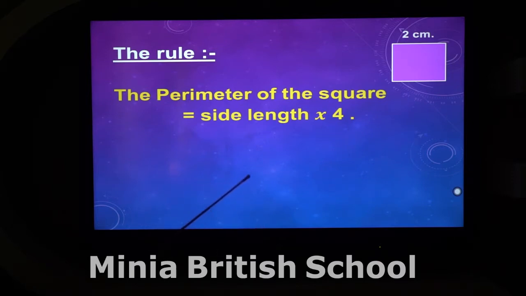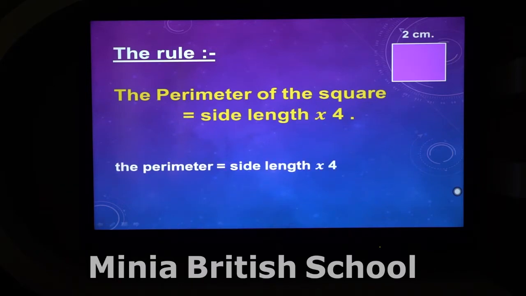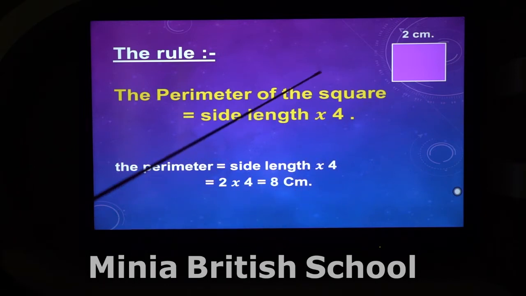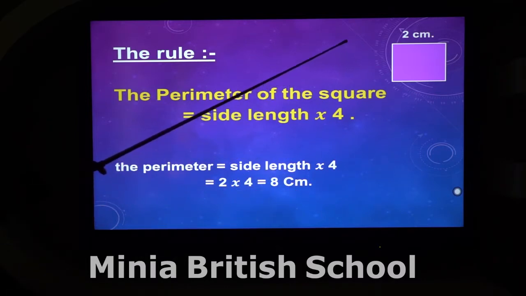Excellent. First step, you have to write the rule. The perimeter here equals what? Side length times 4, because this figure is a square. So by substitution, 2 times 4 equals 8 centimeter, and this 4 is from the rule, but 2 here is the side length. Again, to find the perimeter of any square, write the rule, and the rule says the perimeter equals side length times 4. By substitution, the side length here equals 2. So 2 times this 4 equals 8 centimeter, and don't forget the unit. The unit of the perimeter is centimeter.